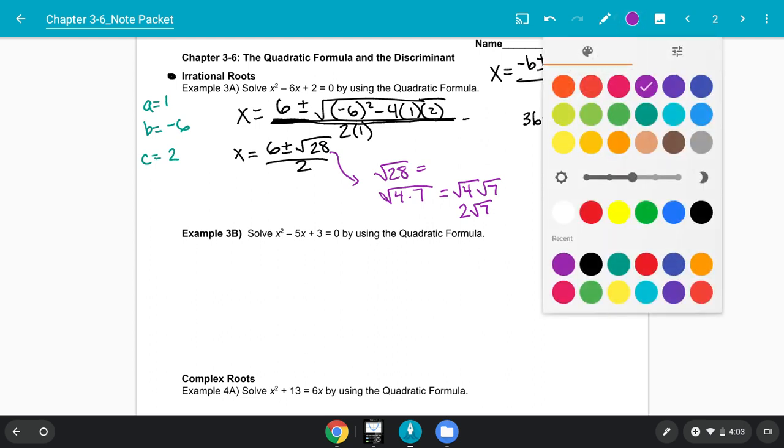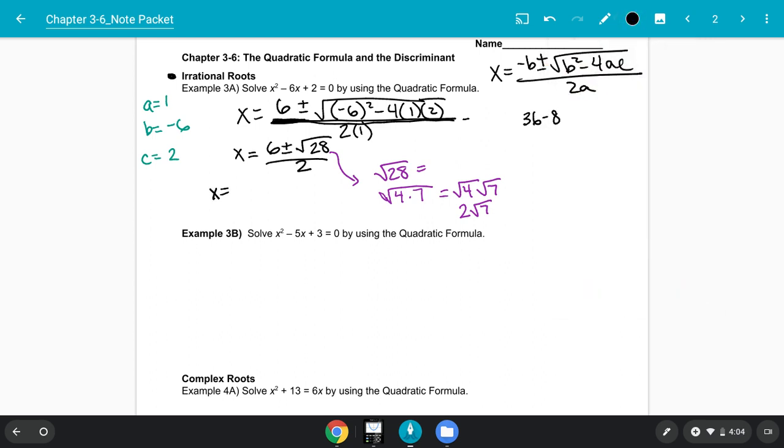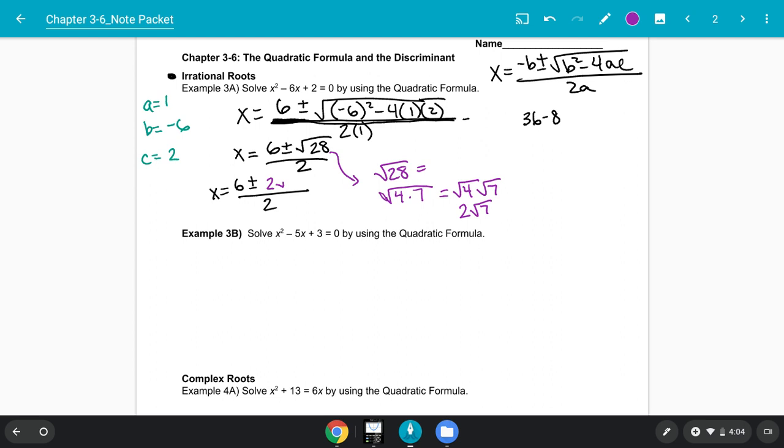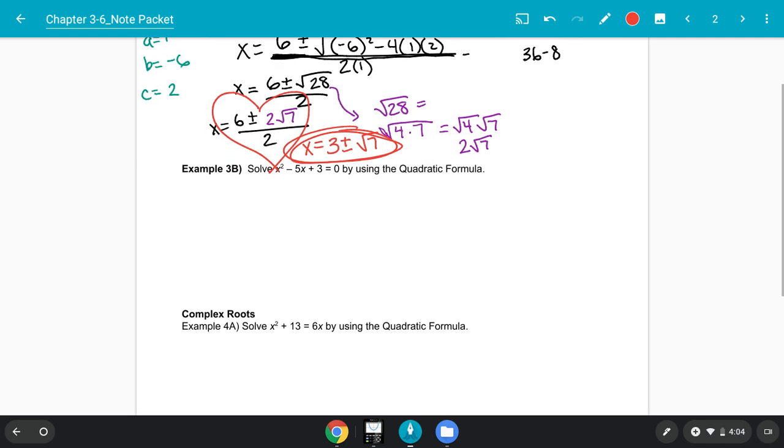So now instead of that root, we have 2 root 7. And then what's going to happen is my teacher in high school used to say, if it's a heart, break it apart. So you can split this into x equals 6 divided by 2 is 3, plus or minus 2 divided by 2 is 1. So this would be your solution. There's 2 in there, 3 plus square root 7 and 3 minus square root 7.